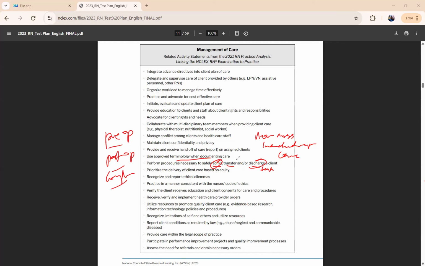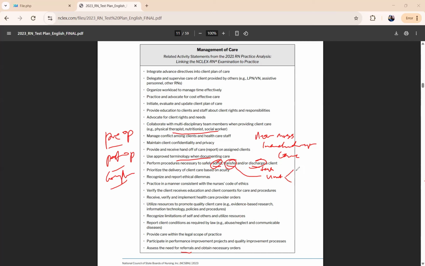But the transfer is also related to referral and slightly related to the team members as well. But for transfer, what the NCLEX mostly tests is transfer to another unit. But there are two reasons why you can transfer a patient.